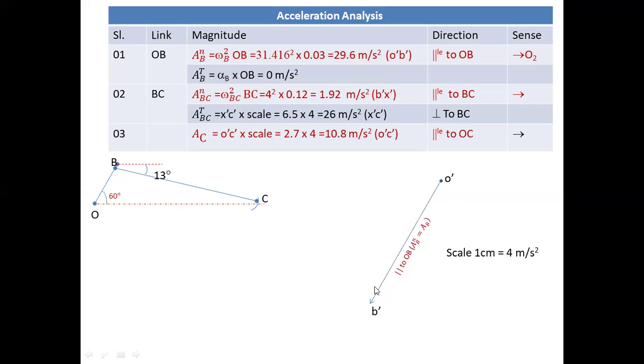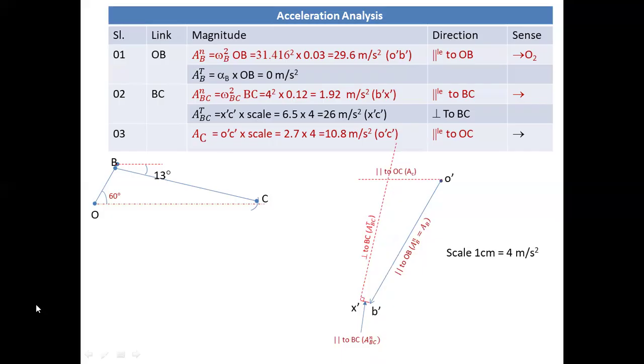Okay. Then next, after plotting this, we have to look at the second line. That will be the normal acceleration for BC. It is 1.92, so it is around 1 is to 2, which means it is around 0.5 centimeter. Just draw a line parallel to this BC. Again, draw one perpendicular to this line. So this is the perpendicular, the tangential acceleration for BC.